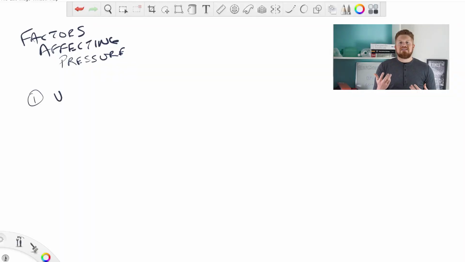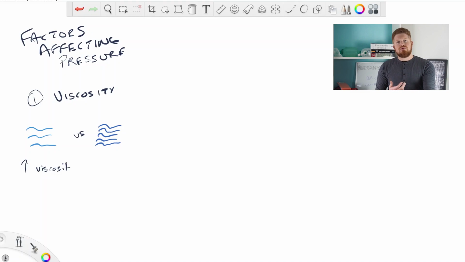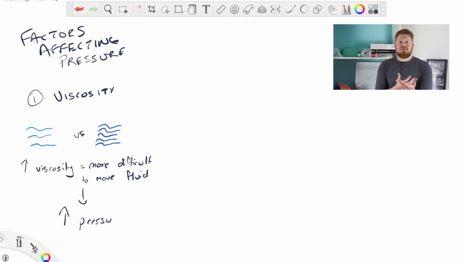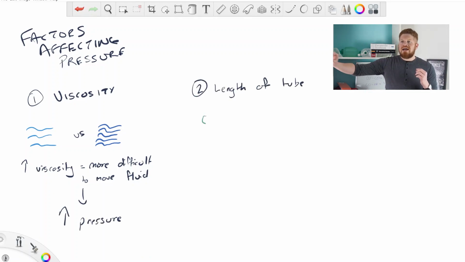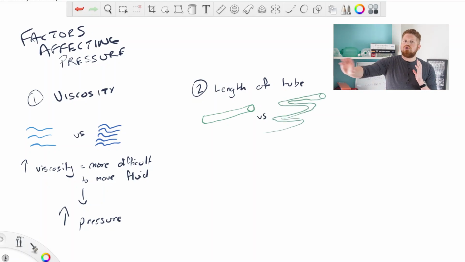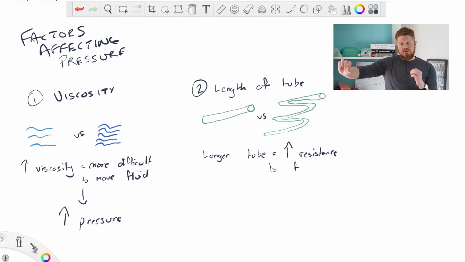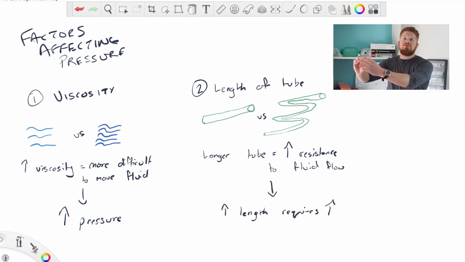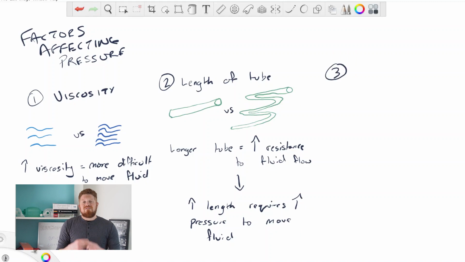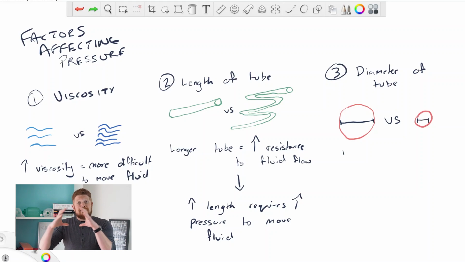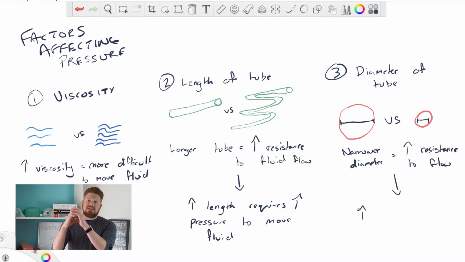There are three things that can introduce resistance into a system like this. One thing is the viscosity of the fluid. If we increase the viscosity of the fluid, it's more difficult to push that fluid through the system, and therefore it will build resistance to flow and increase the pressure within that system. The second thing is the length of the actual tube that the fluid is flowing through. So the longer the tube, the more resistance there is on the fluid, which means the more pressure is required to push fluid through that tube. Finally, and the most important one for us today, is the diameter of the tube. So the smaller the diameter of the tube, the more resistance there is to the fluid flowing through it, and therefore the more pressure there is in that system.